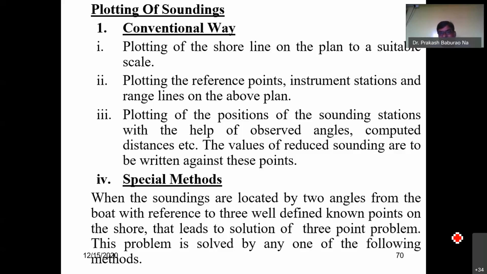Special methods of sounding are also carried out. A very important and effective method is by two angles from the boat with reference to three well-defined known points, as already explained. This is the problem you have to sort out. That is the three-point problem, and the entire activity is carried out by the students. That is part of our practical work under this advanced surveying subject, especially for the graduate students. So when the soundings are located by two angles from the boat with reference to the third point located on the shore side, it leads to the solution of the three-point problem and locates the boat point.